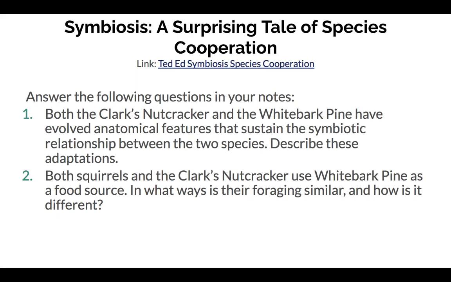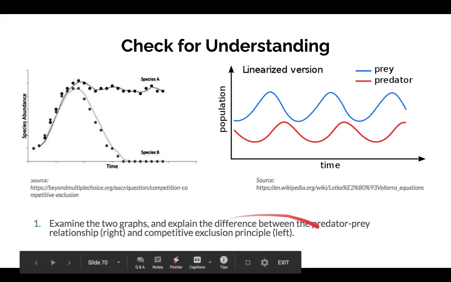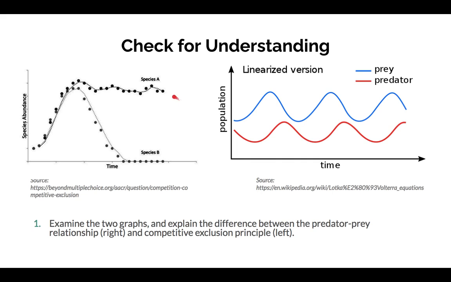Okay, now that you have watched the video, you should have your answers down in your notes. For our check for understanding, you're examining the two graphs and you're going to explain the difference between the predator-prey relationship, which is this graph on the right, and the competitive exclusion principle, which is this graph on the left. Pause here and try to answer that by yourself.